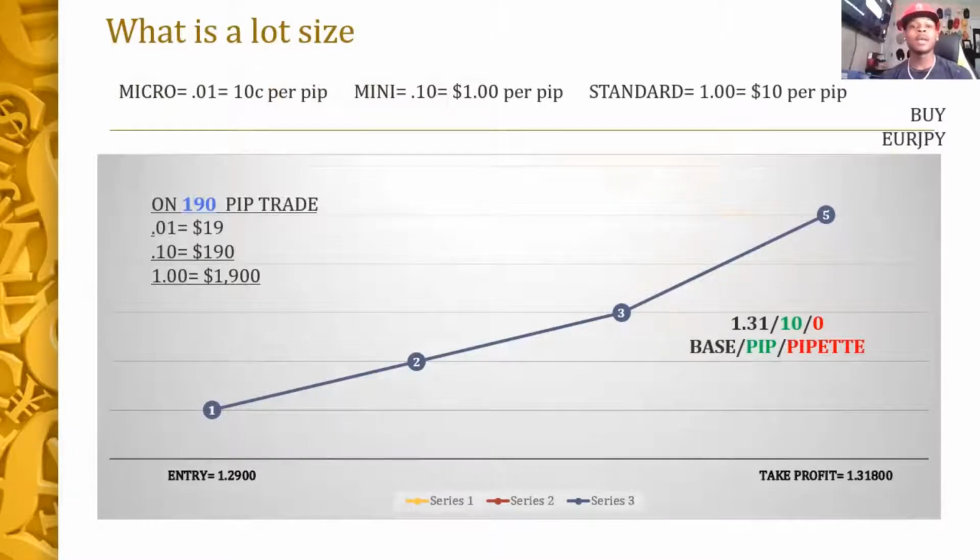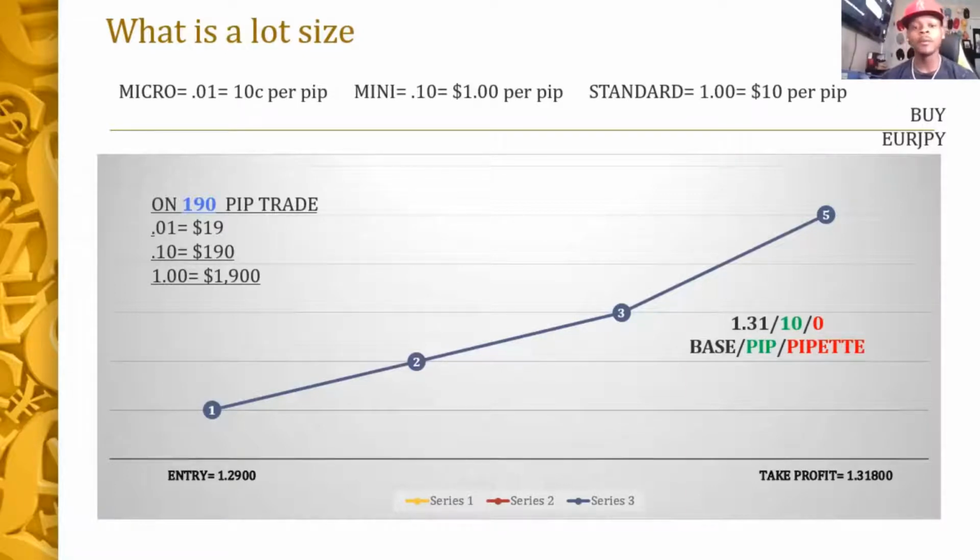But let's just say you're in for a trade and you collect 190 pips. Well, then remember, the micro represents 10 cents per pip, the mini represents $1 per pip, and the standard lot size represents $10 per pip. So if you collect 190 pips with a 0.01 or a micro lot size, you will have $19. With a mini lot size, you will collect $190. And then with a standard lot size, you will collect $1,900.